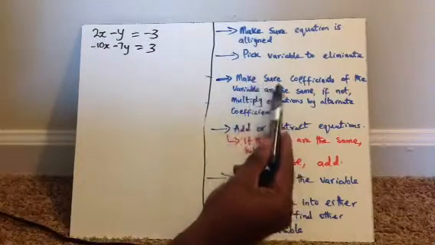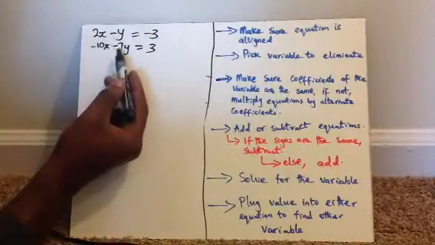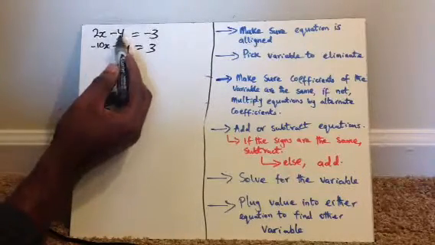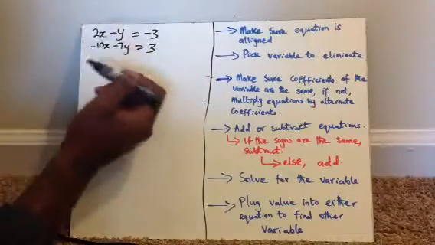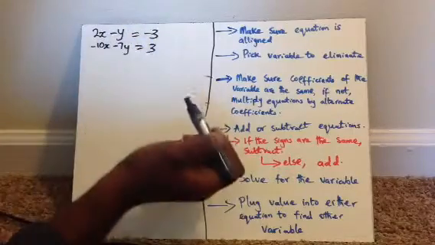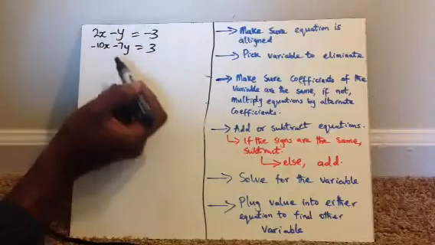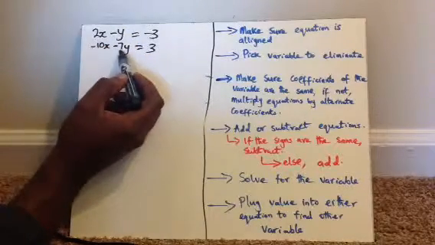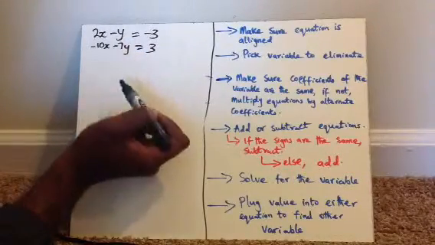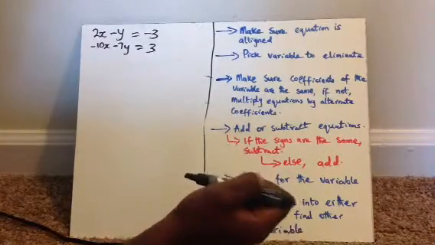Make sure coefficients of the variable are the same. The coefficient for y for the first one is a 1, because when you have the variable without a number, it's assumed to be 1. It's always 1 unless you have a number that gives you a different value. So in this case it's just y, so it's 1. And the coefficient for the second one is minus 7. Up top here is minus 1, and this is minus 7. So they are not the same. We have to make them the same in order to continue.